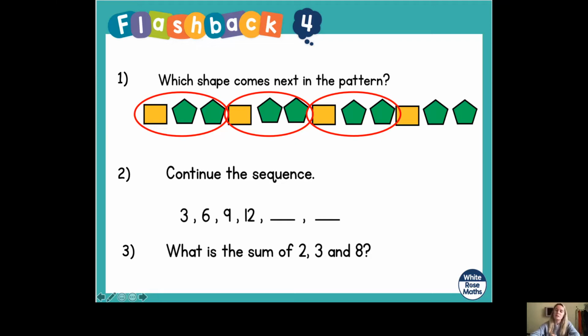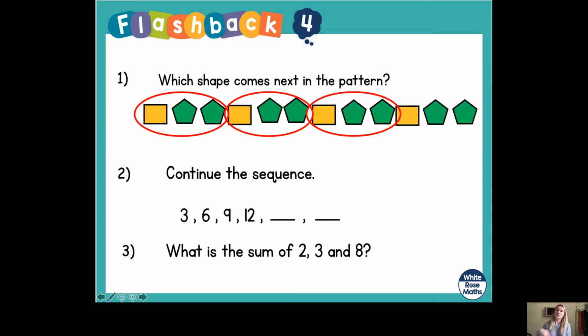Okay, number 2, continue the sequence. So is our sequence counting forwards or backwards? We've got 3, 6, 9, 12. Well, it's counting forwards, isn't it? Because we start with 3 and we end with 12, so the number is getting larger. Now, what is it counting up in? Well, what is the difference between 3 and 6? Yes, fantastic. There is a difference of 3. 3 plus 3 equals 6. And 6 plus 3 equals 9. And 9 plus 3 equals 12.